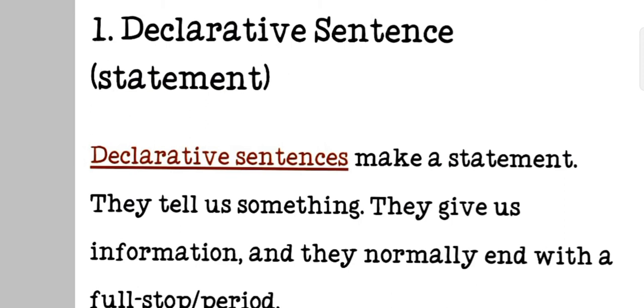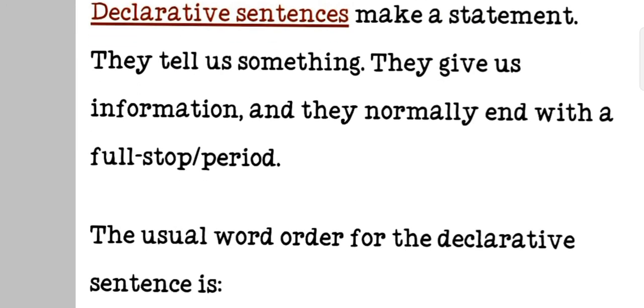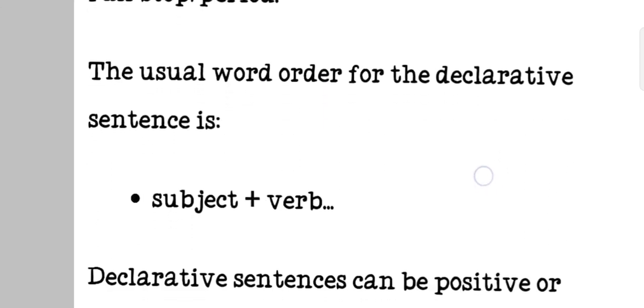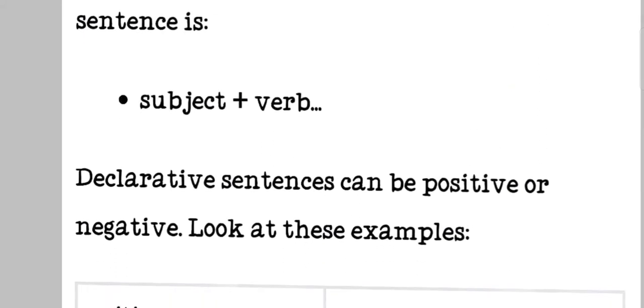Now come to the detailed explanation of declarative sentence. That means statement. Declarative sentences make a statement. They tell us something, they give us information, and they normally end with a full stop or a period. The usual word order for the declarative sentence is subject plus verb, or sometimes an object. Declarative sentences can be positive or negative.